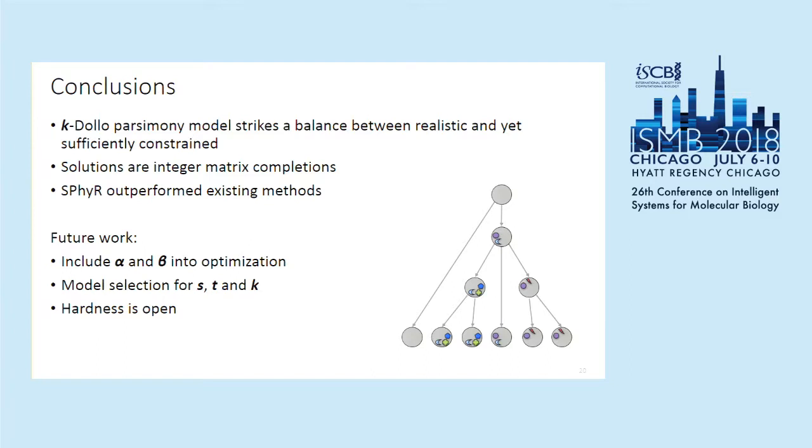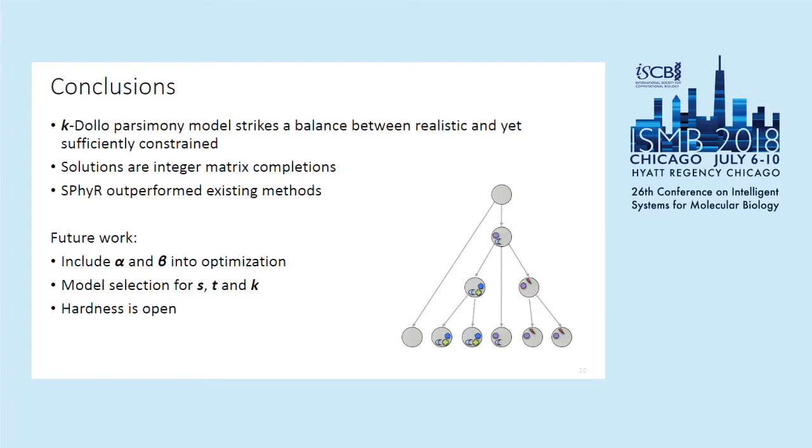So to summarize, I've shown you the combinatorial characterization of the k-Dollo model. The beautiful thing is this model is able to strike a balance between being realistic and yet sufficiently constrained. If you go for maximum likelihood or a finite sites model, you don't have enough constraints to deal with the noise in your data, so you need to constrain it a little bit. That's what we did here. I've shown you that solutions are integer matrix completions, and I've shown you results of SPhyR on simulations.